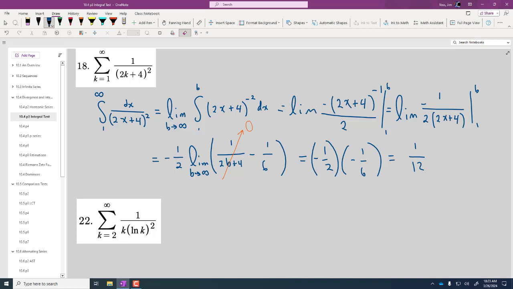And if the improper integral converges, then the infinite series converges. So therefore, we can say both converge, and by that we mean the improper integral and the series. So both converge. So the improper integral converges to 1/12. That's the area beneath the curve.